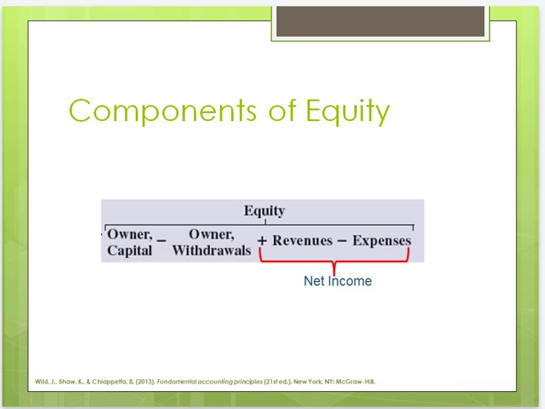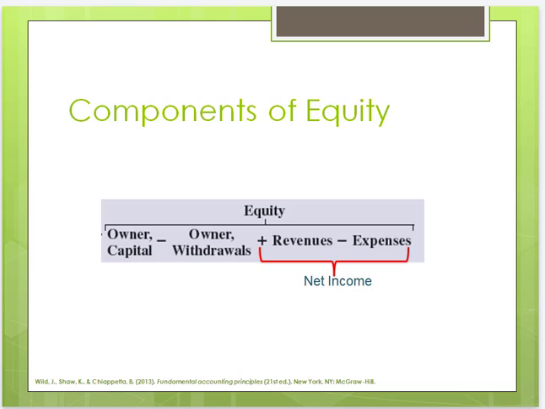Equity contains a few components. The first component is going to be the owner capital. Now, for a small business, such as a sole proprietorship, this would simply be the capital that is contributed by the owner. If this were a corporation, this would be the amount paid for the common stock that was issued to the shareholders.